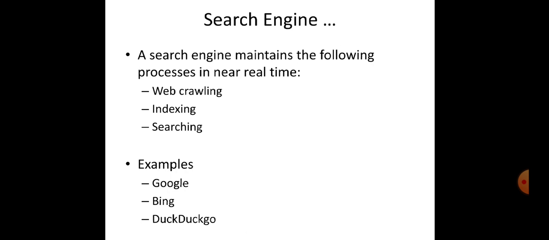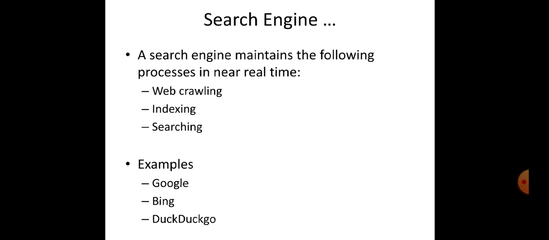The search engine maintains the following processes in real time. These three processes are done in web search engines in order to materialize the searching process. The first thing is web crawling. Web crawling is the process from which the search engines get their information. Then after getting that information, it will index all the keywords which are present inside the pages. That is the second process, indexing.